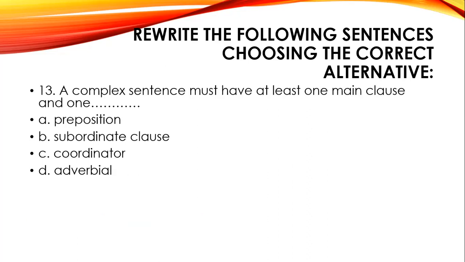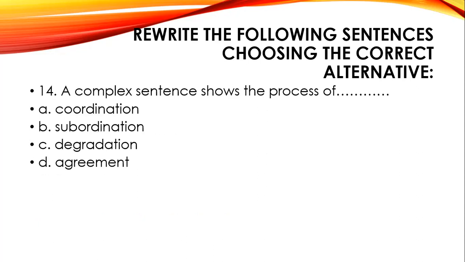Number 13, a complex sentence must have at least one main clause and one dash dash. Option A preposition, B subordinate clause, option C coordinator, option D adverbial. And the correct answer is option B subordinate clause. A complex sentence must have at least one main clause and one subordinate clause.